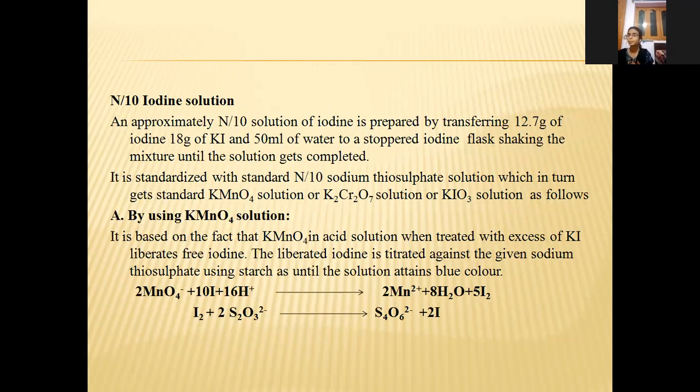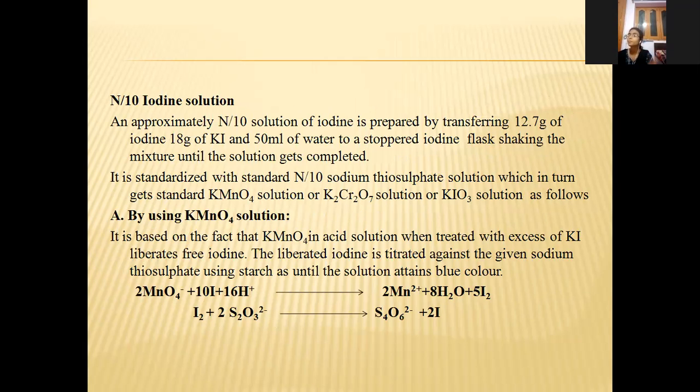Next, preparation of N by 10 iodine solution. So we have to prepare 0.1 normal iodine solution. Approximately N by 10 solution of iodine is prepared by transferring 12.7 grams of iodine, 18 grams of potassium iodide, and 50 ml of water into the stopper iodine flask, and shake the mixture until the solution is complete.